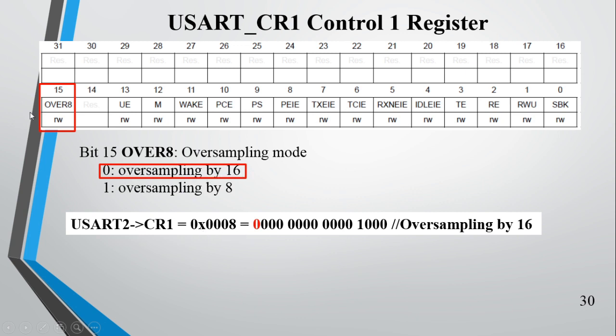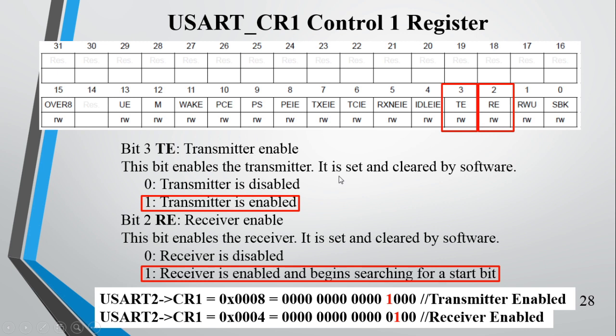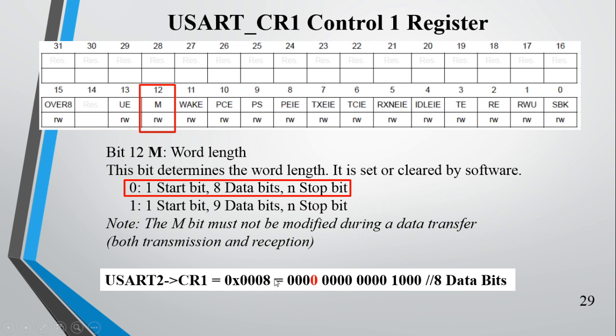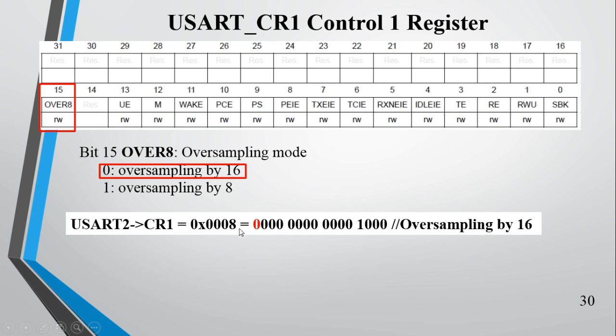So here how will I set it to 0? I am writing CR1 equal to 008. So by writing CR1 equal to 008, you are configuring all these things. You are configuring TE and RE. If you want to configure TE, 8 will be written. RE, 4 will be written. And if you are writing 8 or 4, in both the cases the word length, that is the M bit, is 0. That means 8 data bits. Then the oversampling bit also will be 0. So by writing 008, you are configuring oversampling as 16, data bits as 8, and transmission enabled. If you are writing 0004, then oversampling by 16, data bits will be 8, and receive enable will be 1.